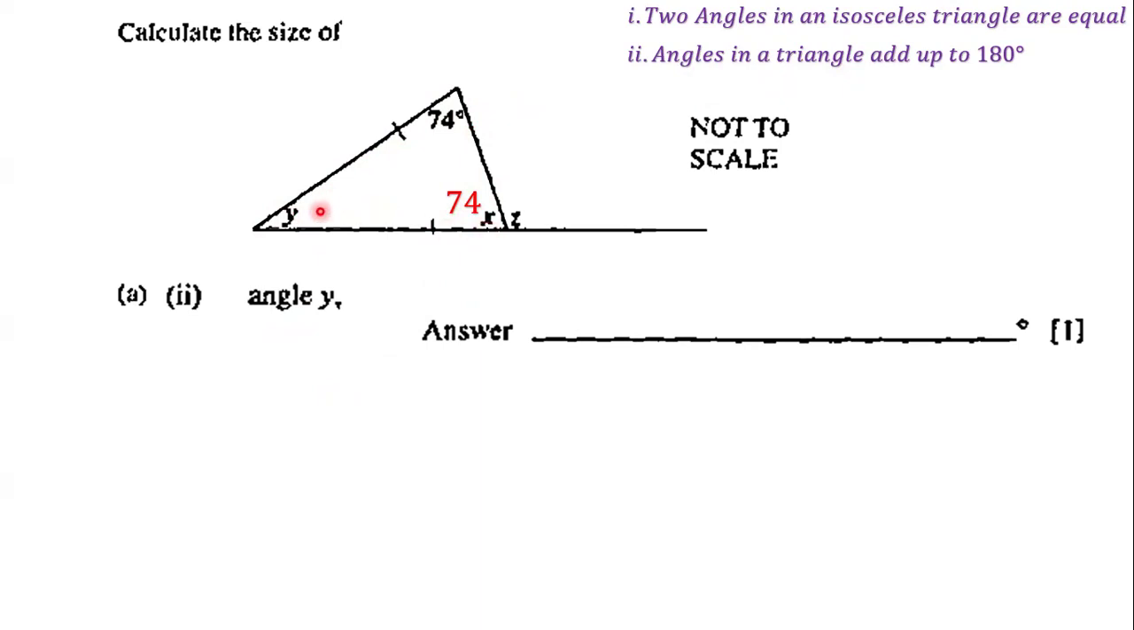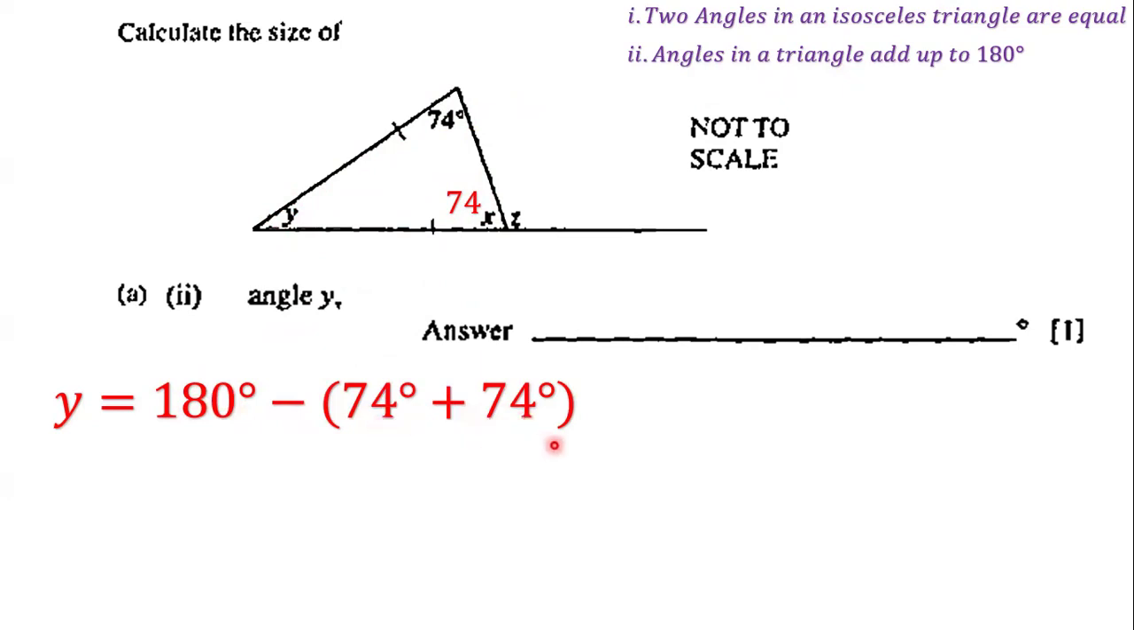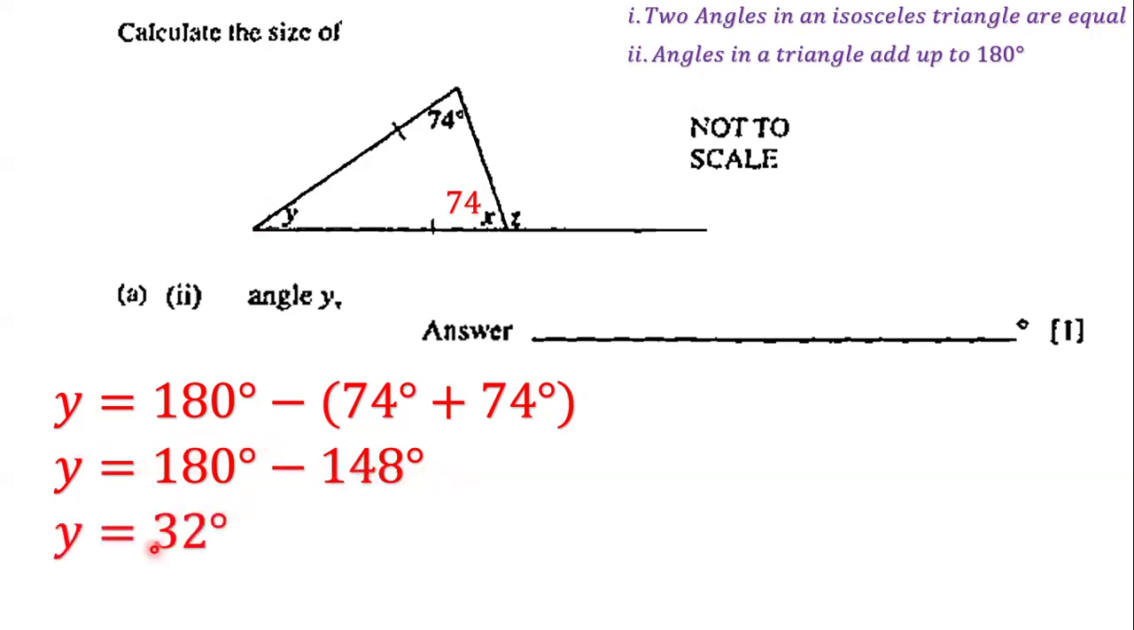And so what we're going to do is add 74 and 74, and then subtract that sum from 180 to get the value of y. And so we have that y is equal to 180 minus 74 plus 74. 74 plus 74 is definitely 148. And so we get that y is equal to 180 minus 148. And so y is going to be equal to 32 degrees. And so that means that the size of angle y is 32 degrees.